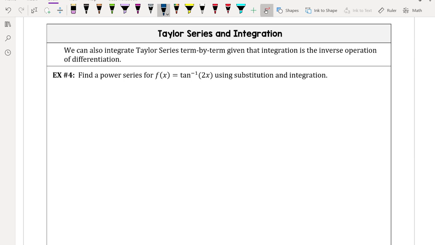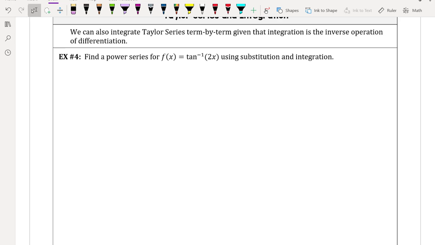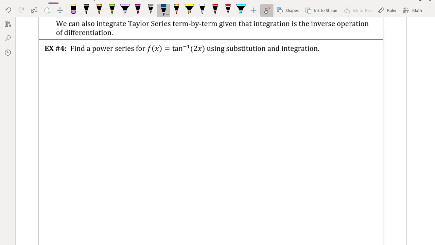So we're going to start by finding a power series for f of x equals inverse tangent of 2x using substitution and integration. We also did something very similar to this in section 10.9. So we can start by the fact that we know that if we take the derivative of inverse tangent of 2x, we get this function.